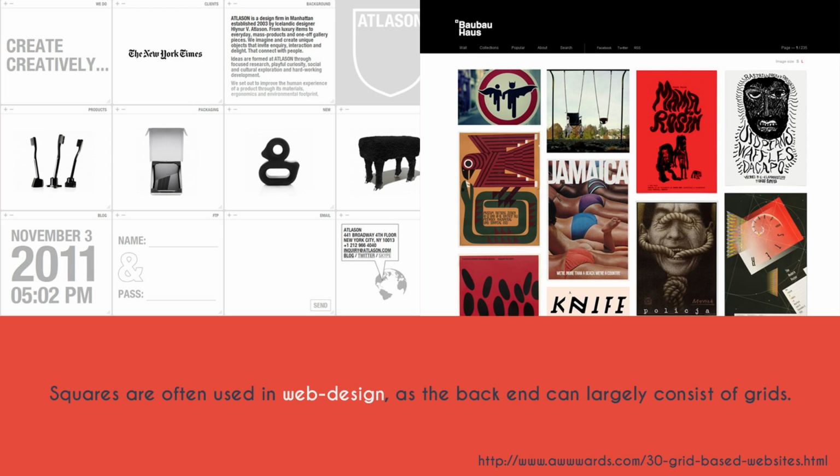Okay, so squares are often used in web design because the back end of web design is grids mainly. Now, it's easy to build web apps and websites based off of grids because that's how a computer understands the world. It's easy to chop it up into squares. That doesn't mean they have to be boring, however.